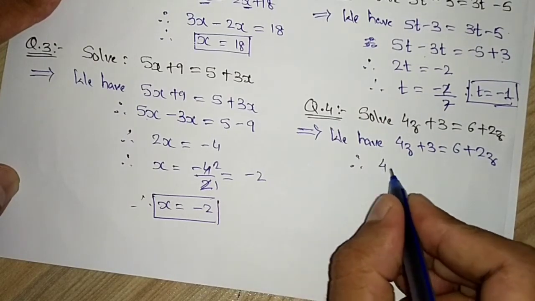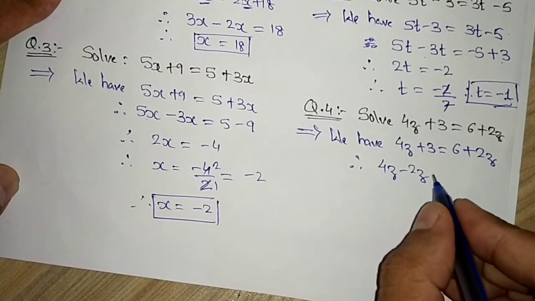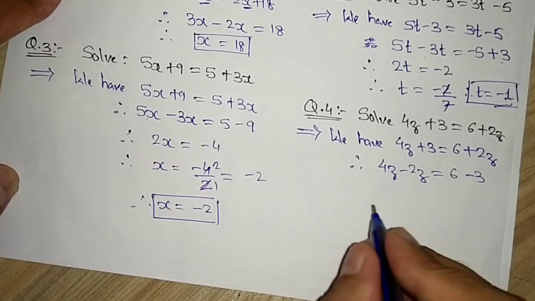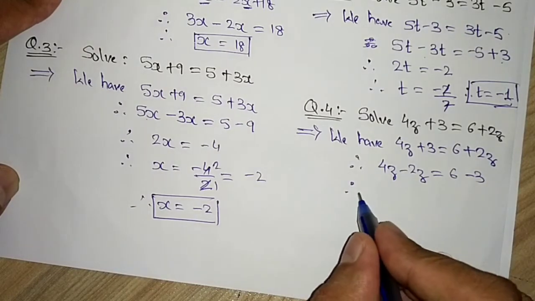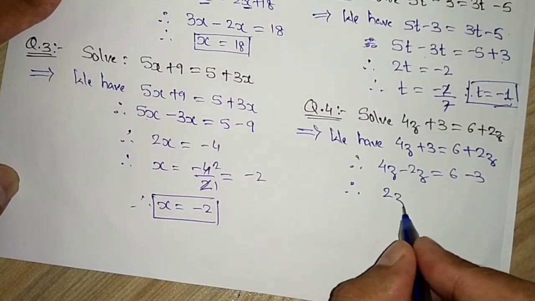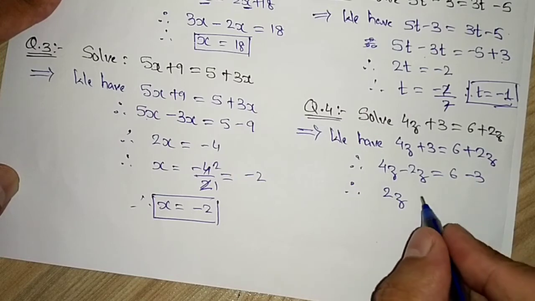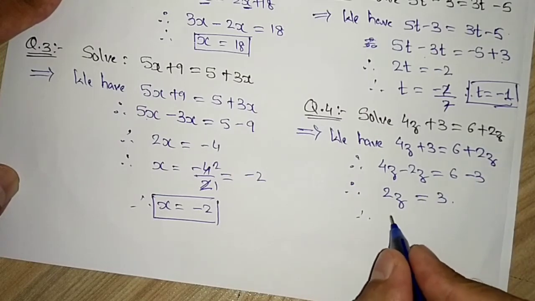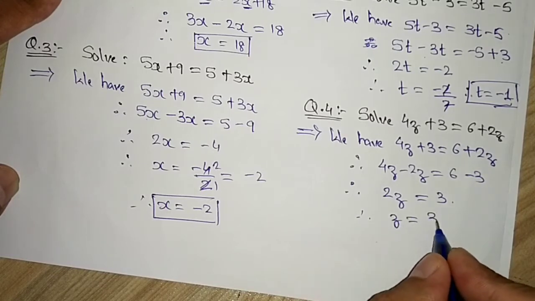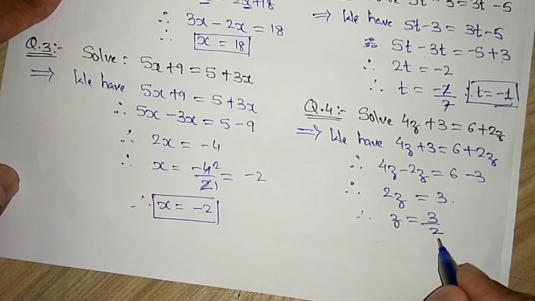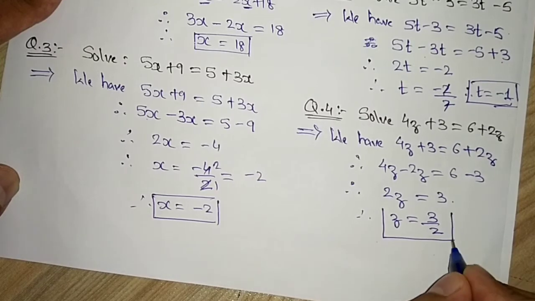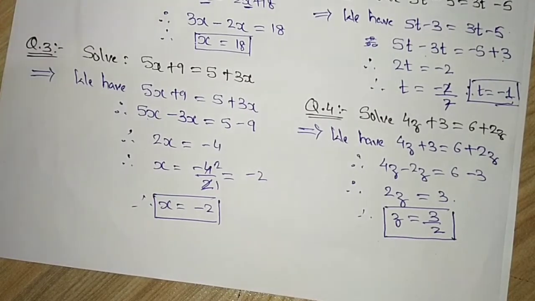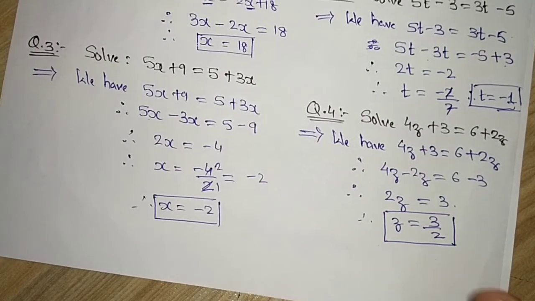Therefore, taking variable to LHS and constant term to the RHS, changing the sign. Don't forget to change sign. So 4z minus 2z will become 2z. 6 minus 3 will become 3. Therefore, your answer z is equal to 3 divided by 2, because 2 is in multiplication, it will go to RHS and divide. So your answer is z is equal to 3 by 2. Hope you are understanding.